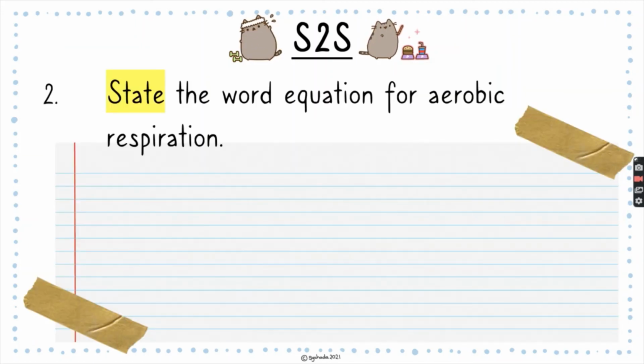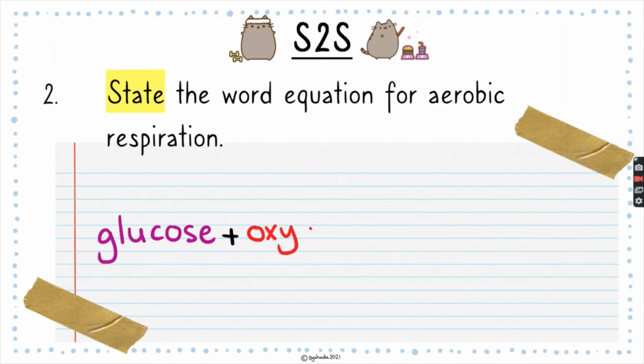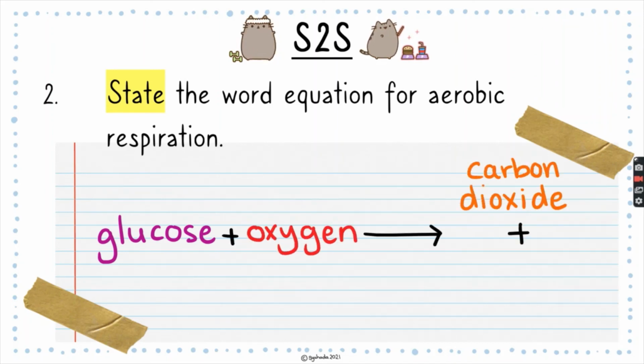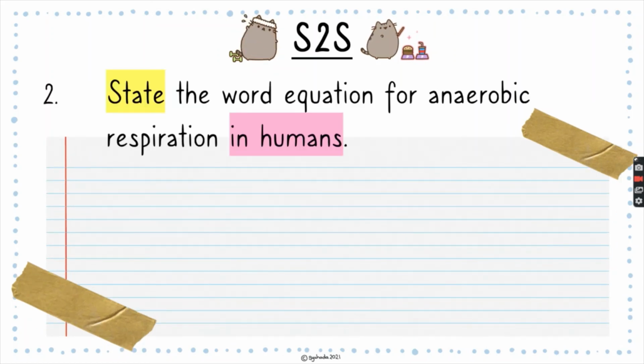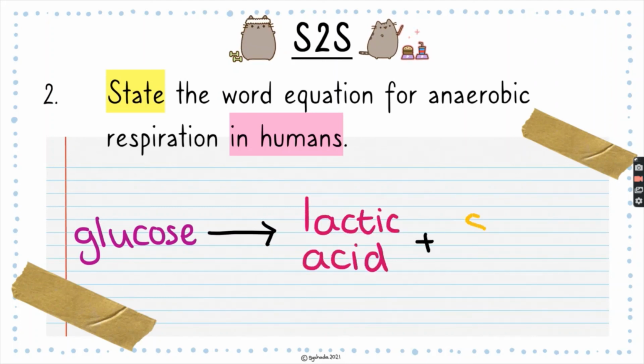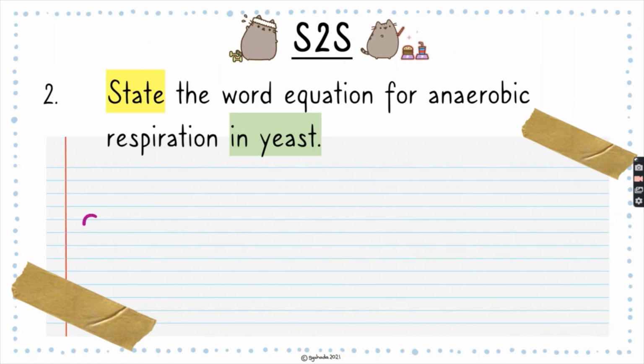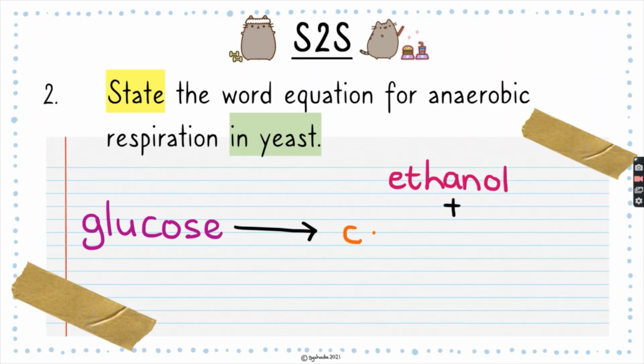Say the word equation for aerobic respiration, which is glucose plus oxygen, draw an arrow, carbon dioxide plus water plus energy. Remember, if you're writing this in an exam, it'll be better if you write it down in a straight line if you can. Next, you have to state the word equation for anaerobic respiration in humans, which is glucose, arrow, lactic acid plus some energy. Anaerobic respiration in yeast, the word equation is glucose, arrow, ethanol plus carbon dioxide plus some energy.